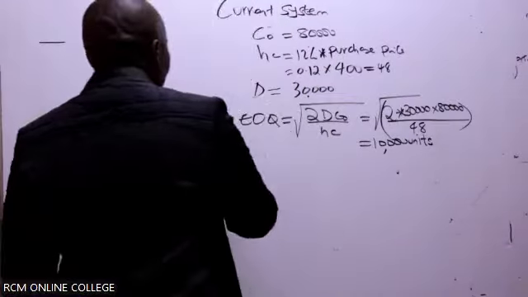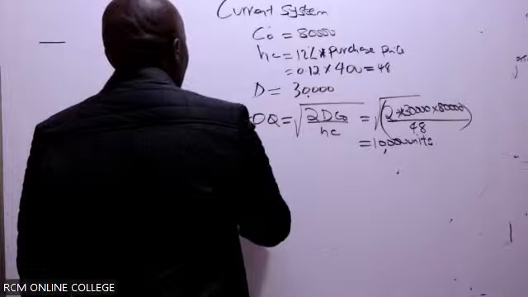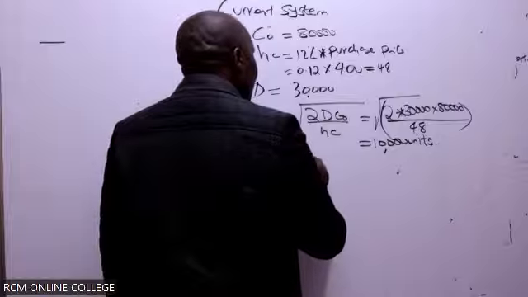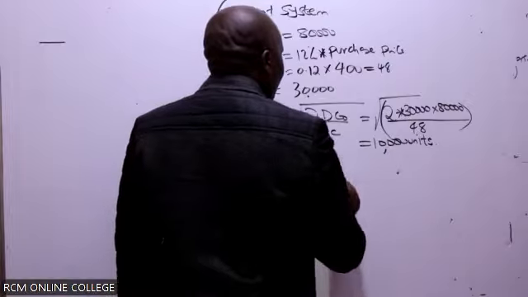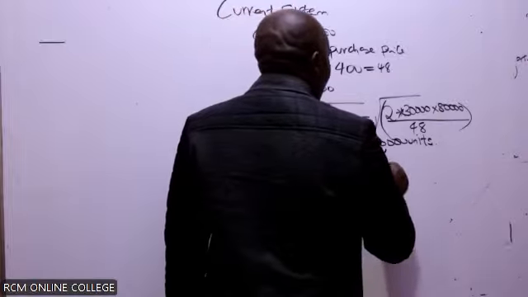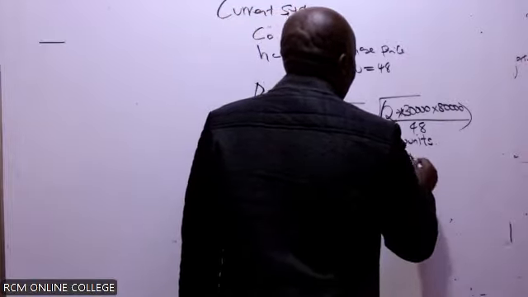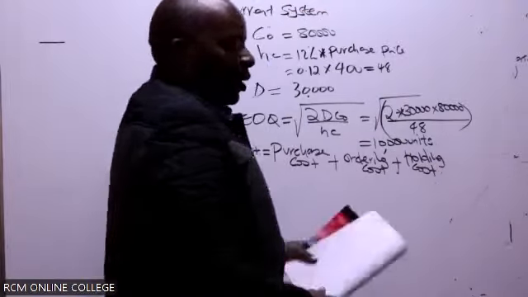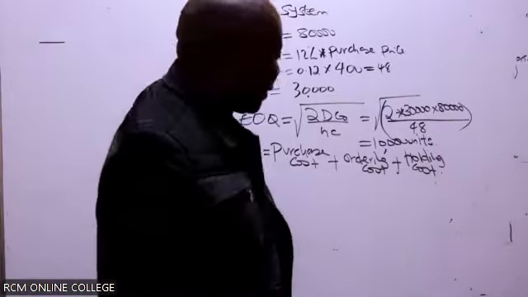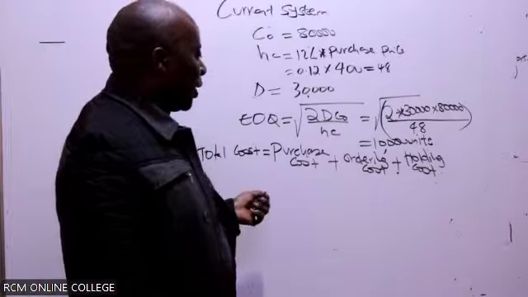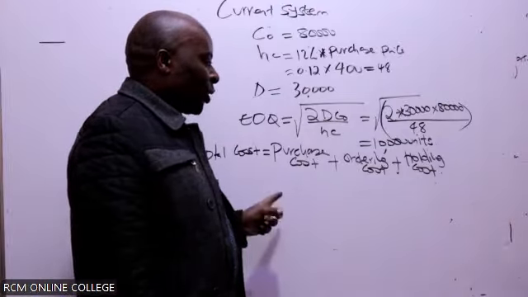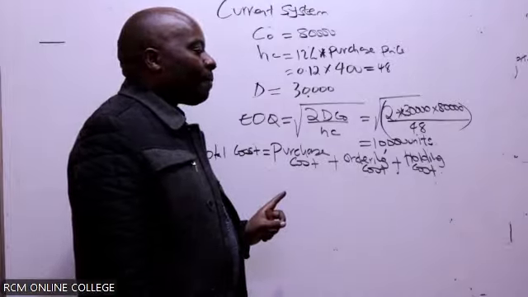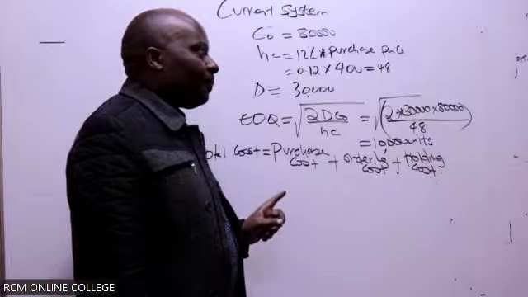So then give me total cost. So remember, total cost, we normally take the purchase cost plus ordering cost, plus in this case here, holding cost. So anytime they want us to give them the total cost of inventory, we shall always take the purchase cost plus ordering cost. And then we have in this case here holding cost.